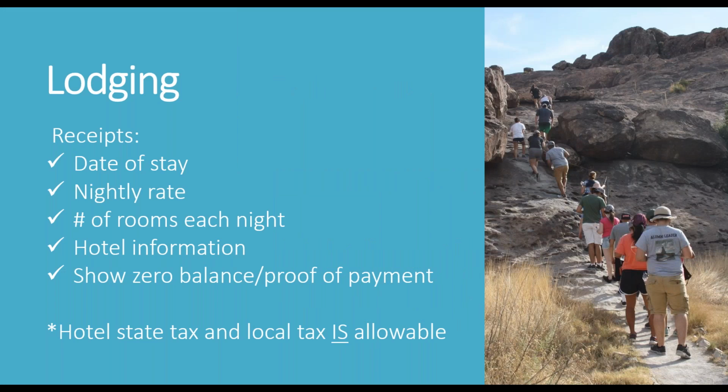Lodging. So if lodging from a hotel or camp facility is listed on the approved budget, you may seek reimbursement for those expenses. Receipts must include the date of stay, nightly rate, number of rooms used each night, the hotel location and contact information, and must show a zero balance on the receipt or some type of proof of payment. Like all the other expenses, you will also need to show proof of payment for this. So you'll need the actual receipt and invoice from whoever you purchased lodging through, plus proof of payment that we covered just a second ago.